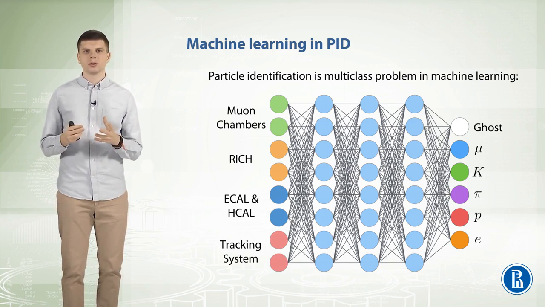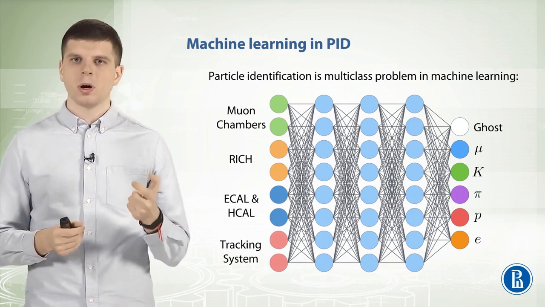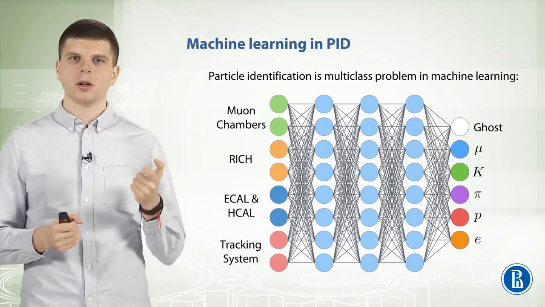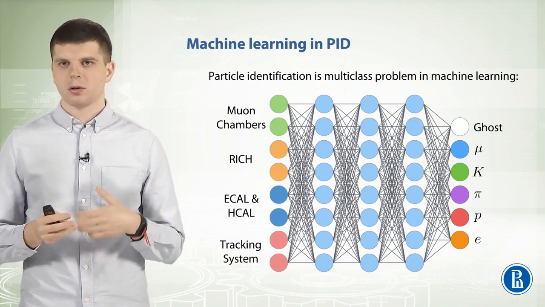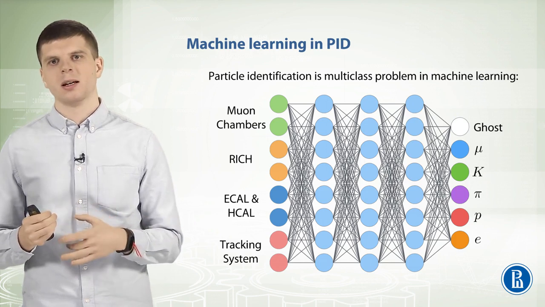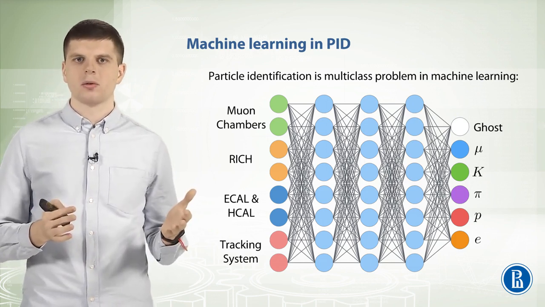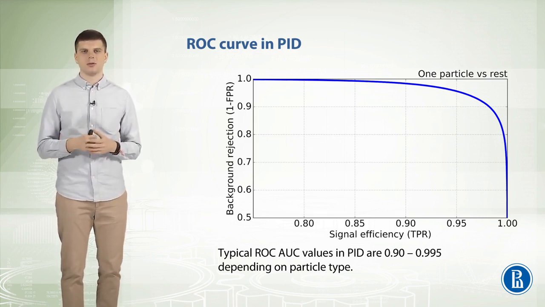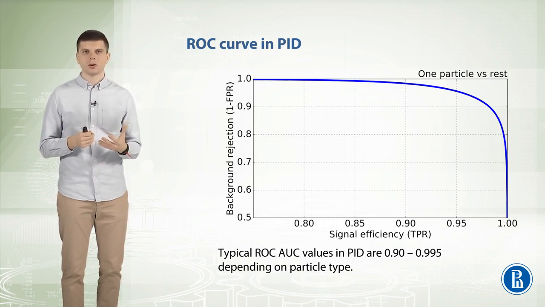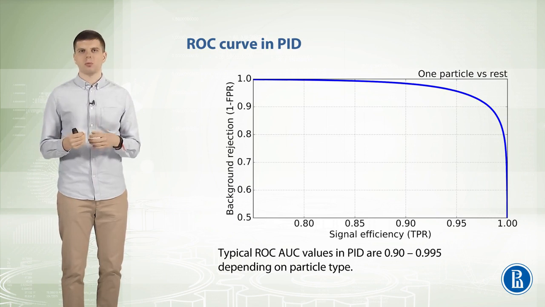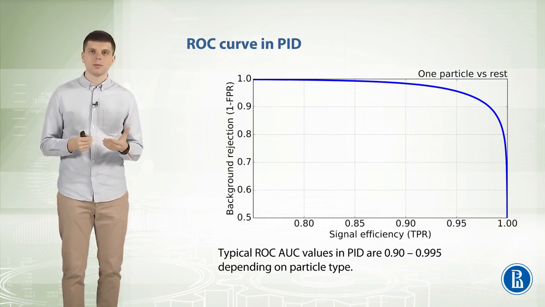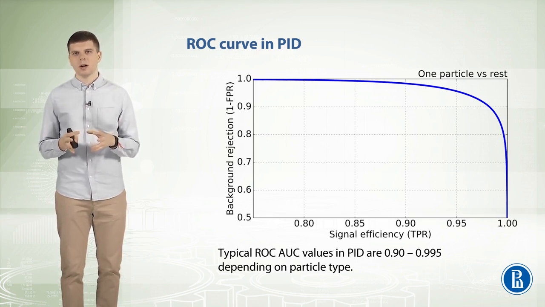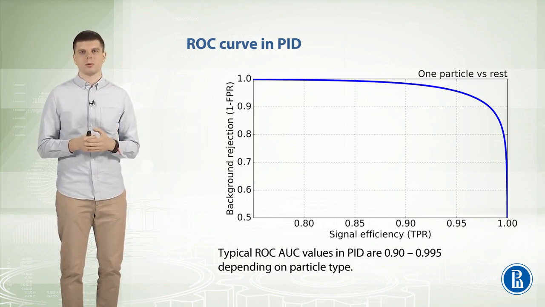This problem can be solved in different modes. In the multi-classification mode, in one particle versus rest particles mode, or in one particle versus one particle mode. For example, one particle versus rest mode means that you train a classifier to separate one particle from all other particles. Modern detectors in high-energy physics provide high quality of particle identification. In terms of the area under the ROC curve, it corresponds to values in the range from 0.9 to 0.995, depending on the particle type. In your programming assignment for this week, you will be able to train your own classifier for particle identification using a toy Monte Carlo sample. And you will estimate the quality of the identification for each particle type.